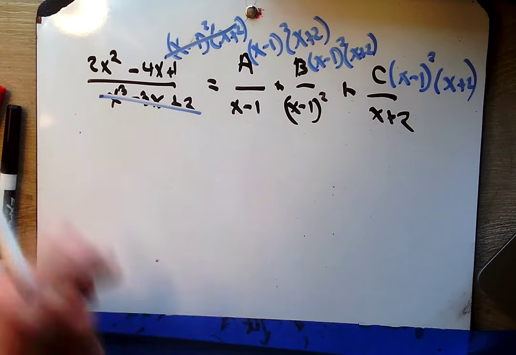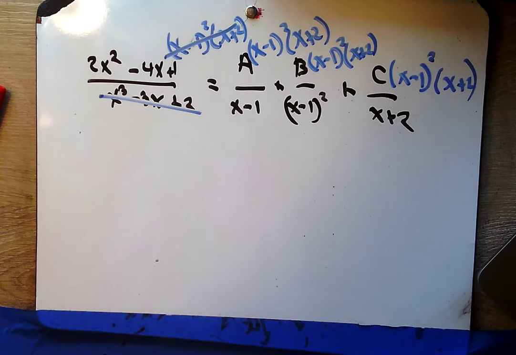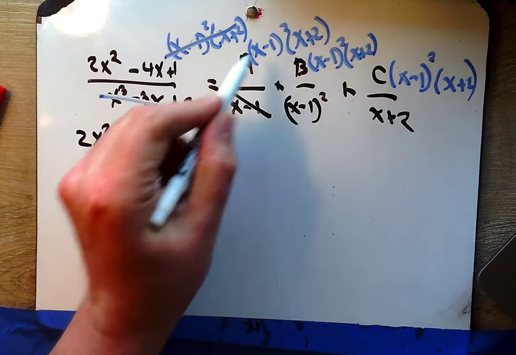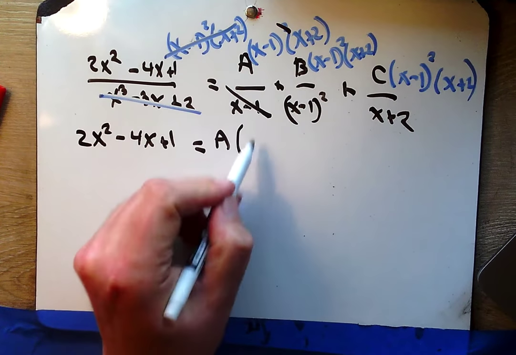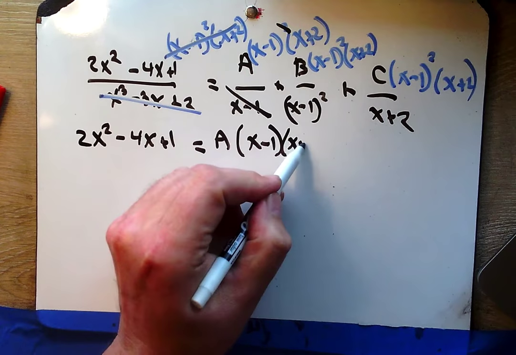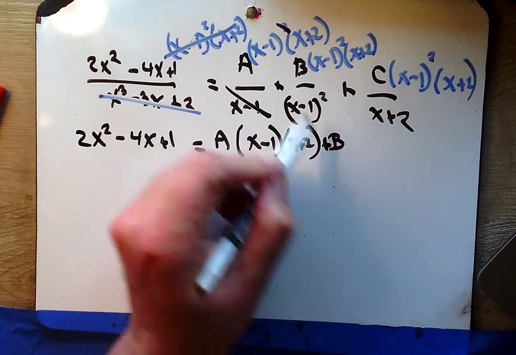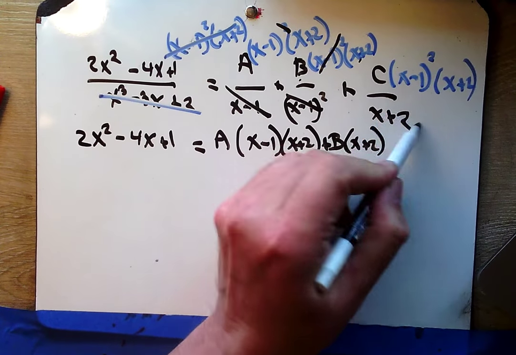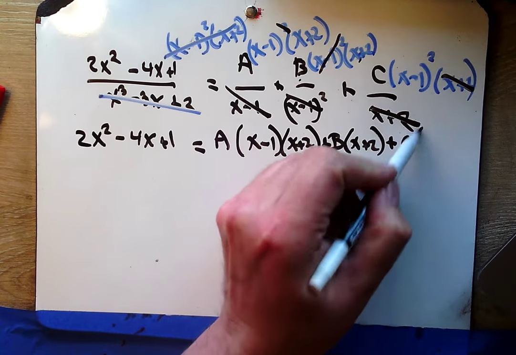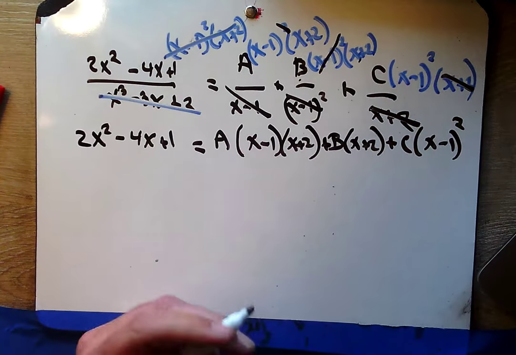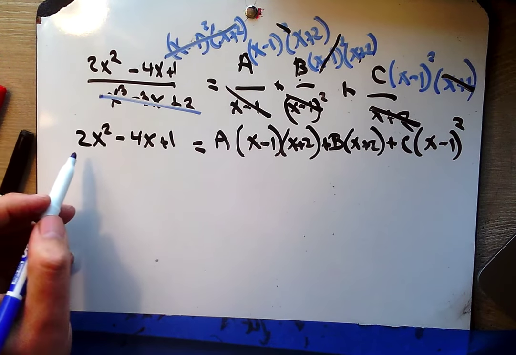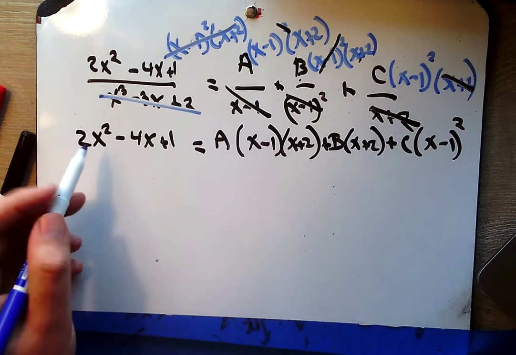All right, now on the left-hand side I've got that same 2x squared minus 4x plus 1. And over here, one of those cancels, so I have A times x minus 1 times x plus 2, plus B. This takes all of those, so I just have B times x plus 2. And here this takes that, so we just have C times x minus 1 squared. I had suggested that I would prefer to use magic numbers here, because look at all that foiling.